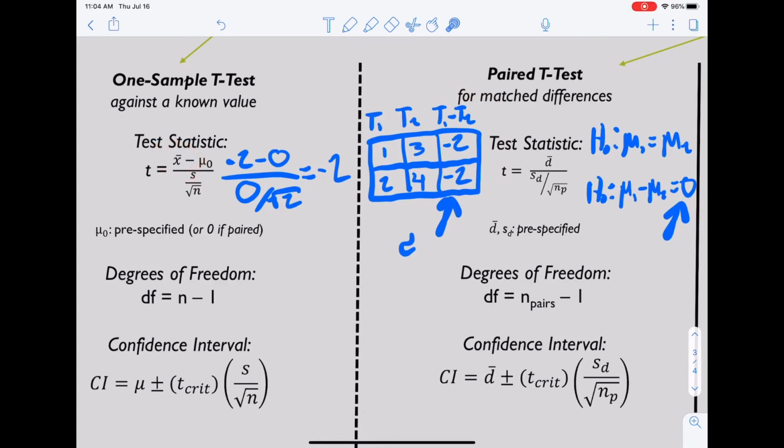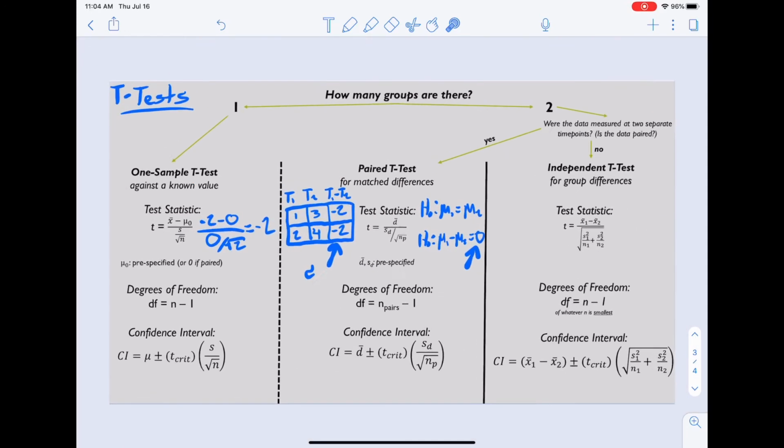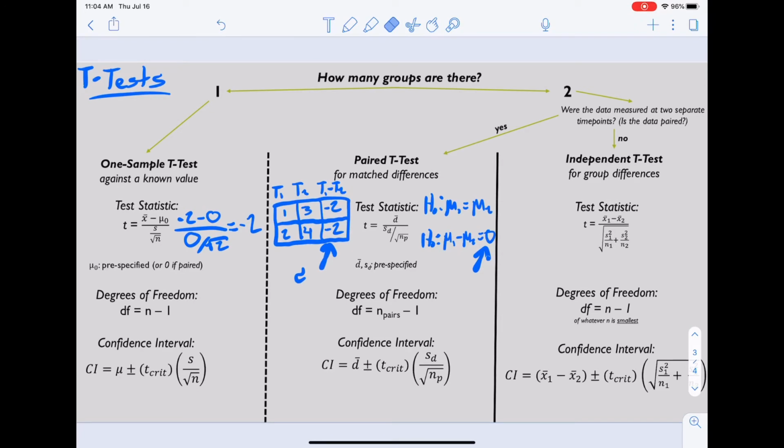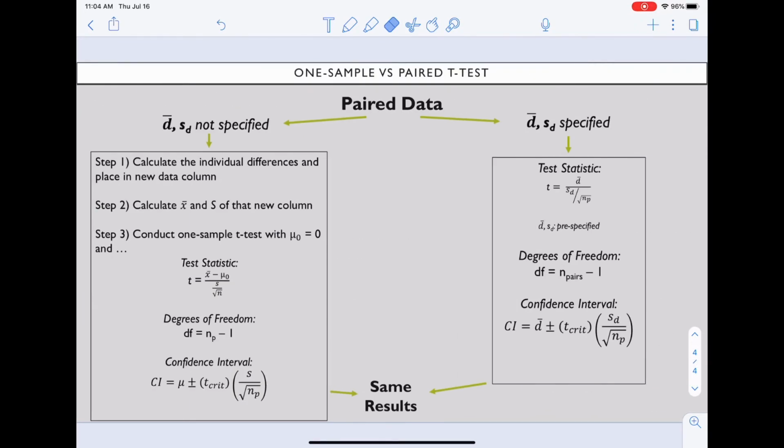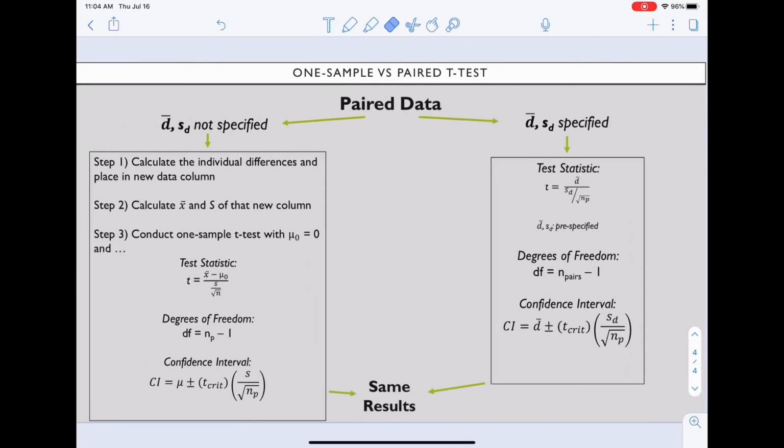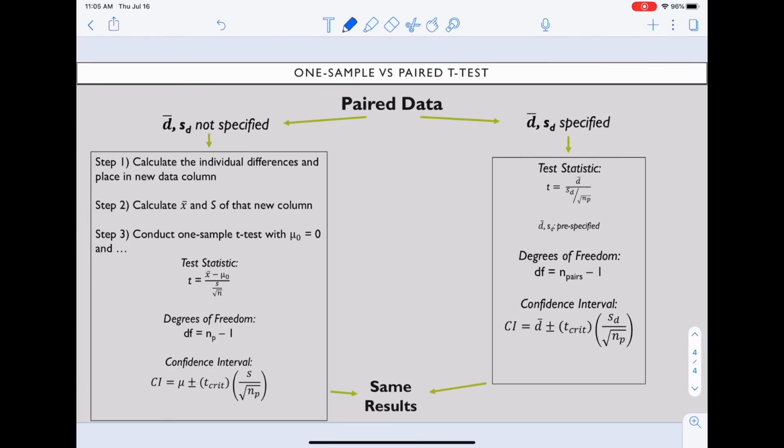Pretty cool. Okay, so instead of me rambling on here, let me show you another little roadmap. I think that's all I have. Yeah, it is. Okay, so we've got this paired data here.